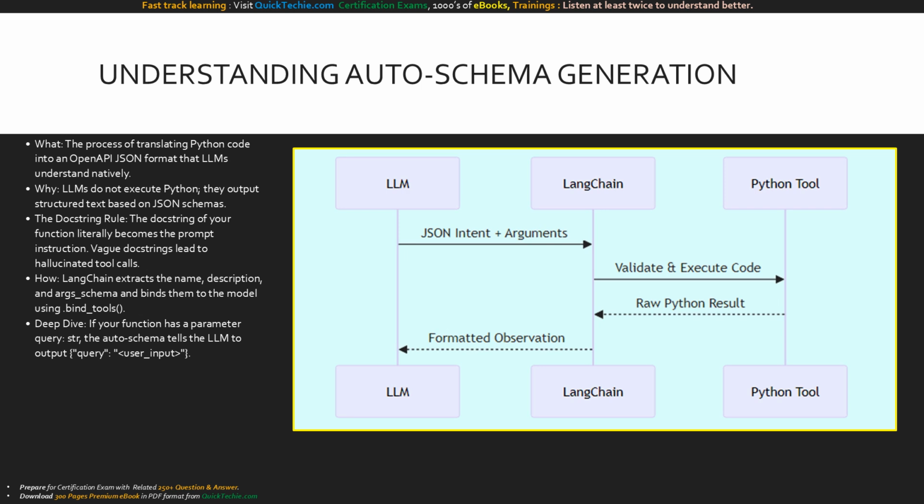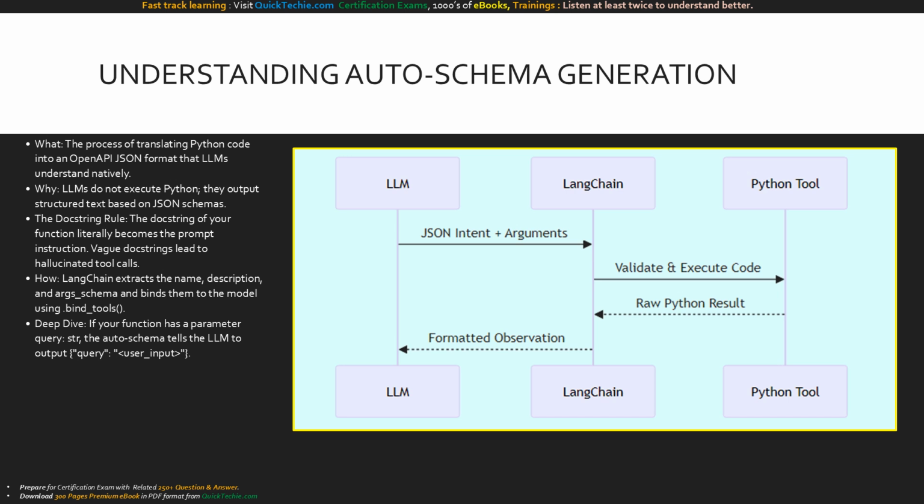Once the schema is auto-generated, we use methods like .bindTools to attach it to our model, enabling the LLM to output perfectly formatted JSON matching your function parameters. This sequence diagram represents the runtime execution flow of our auto-generated schema.